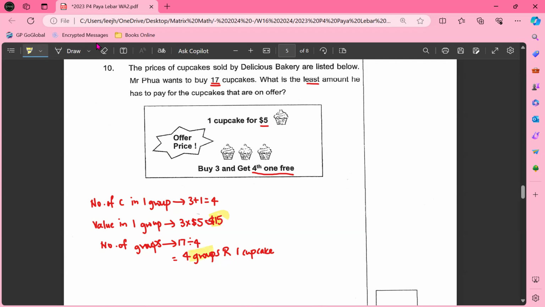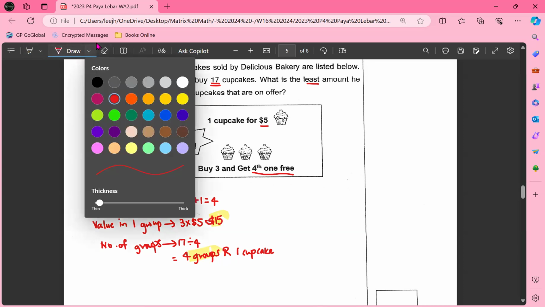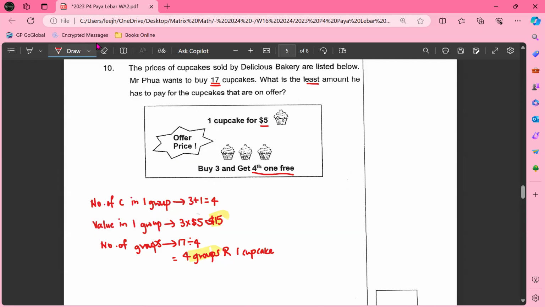So four groups, how do we find the cost of four groups? We take 15 times 4. So four groups, this will be 4 times $15. 15 times 4 also can. Okay, we accept both. 4 times 15, four groups of $15, $60.